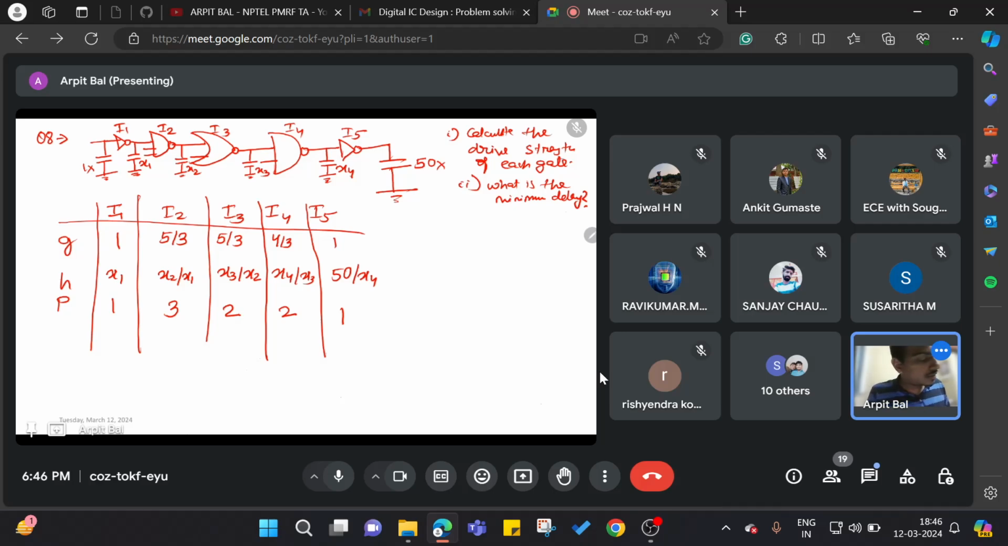Okay. So we have the individual logical effort, electrical effort and parasitic effort. Now we need to find the path logical effort, that is the product of all the individual logical efforts.